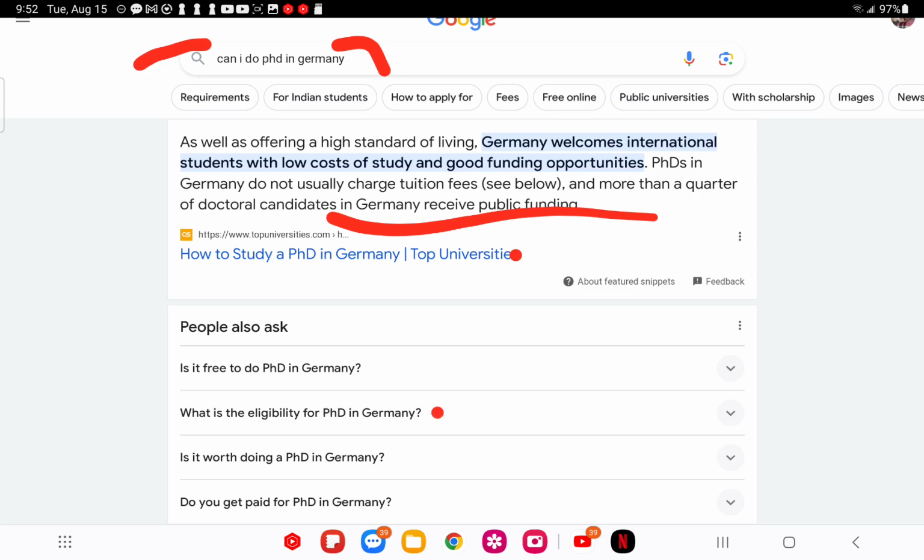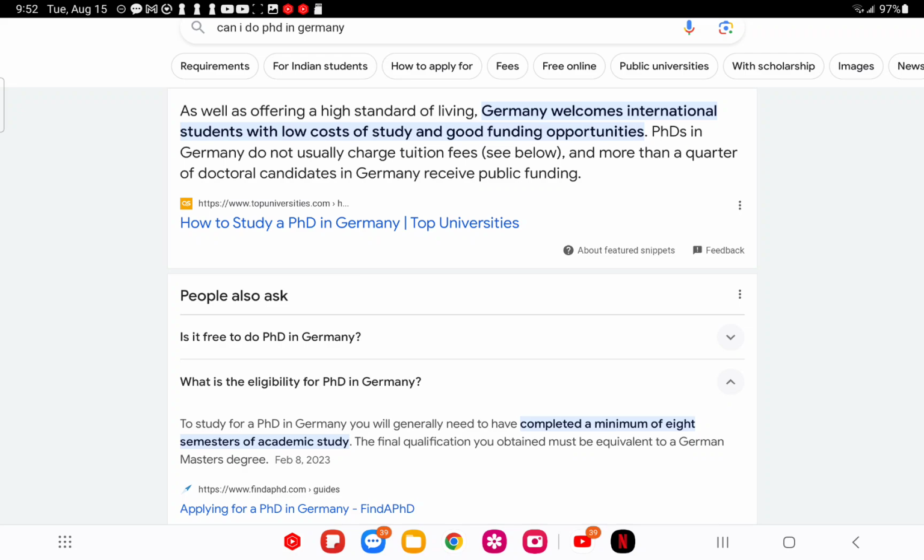Okay, what is the eligibility for a PhD in Germany? Let's do this. To study for a PhD in Germany, you would generally need to have completed a minimum of 8 semesters of academic study. The final qualification you must obtain must be equivalent to a German master's degree. The final? I thought the PhD would have been the final one. I guess that's the pre-qualification. Yeah, okay, here we go.